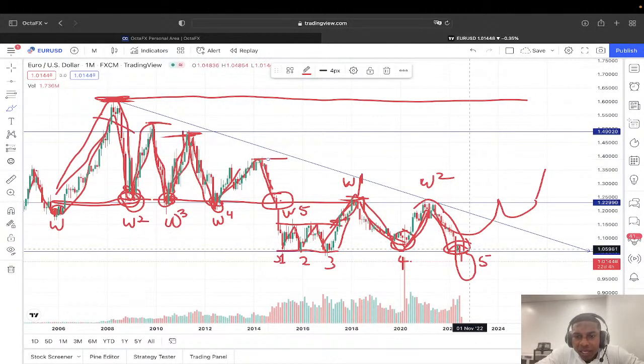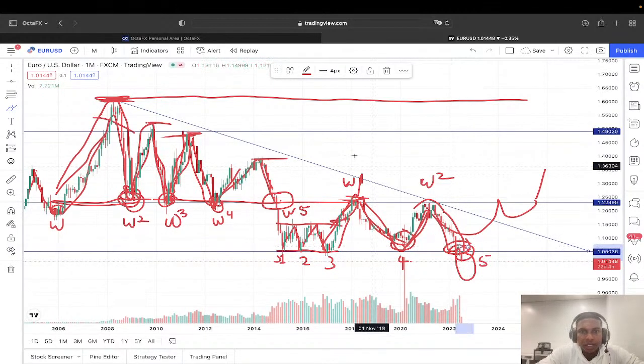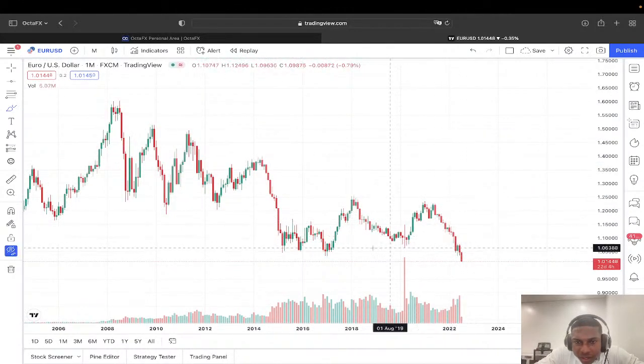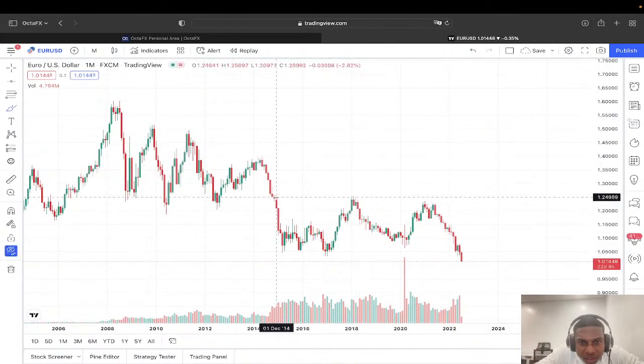Now you will discover that at this level here is where the breakout is. All right, that is where the breakout is. Look at this level here. Look at what happened there. So you cannot easily spot a breakout until it happens, but you can only spot the possibility of it happening.